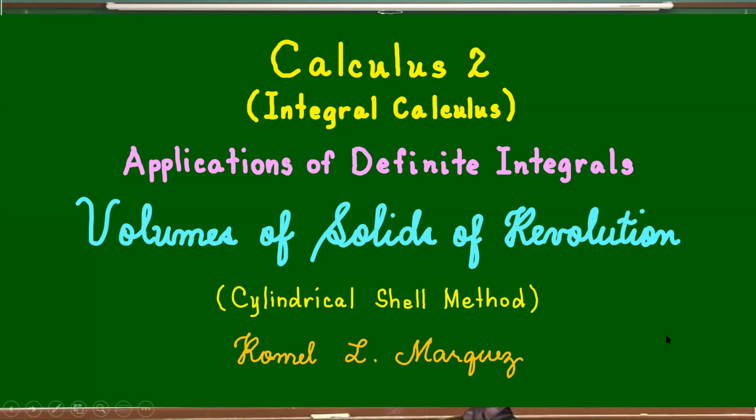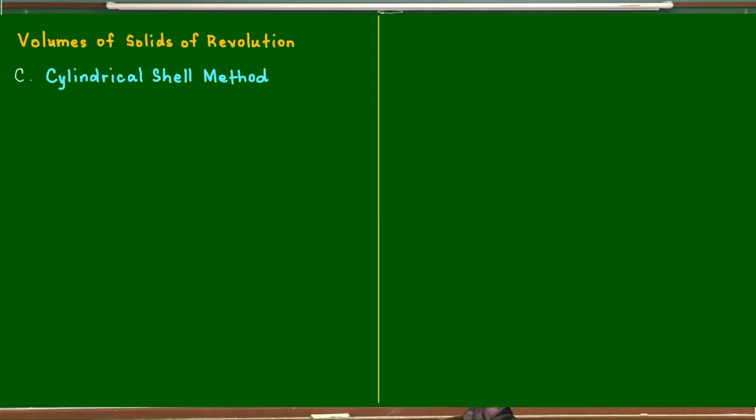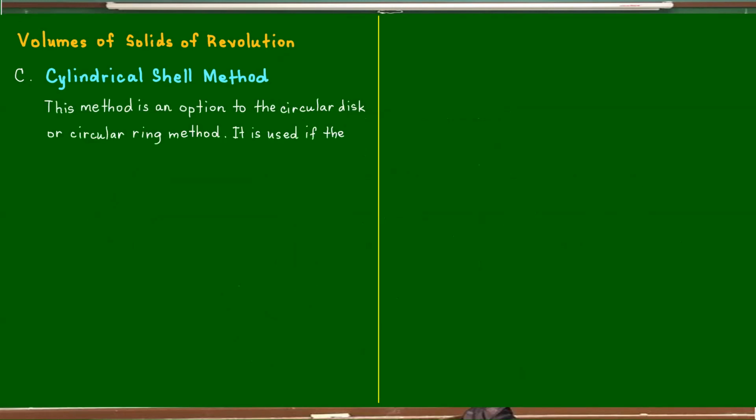Good day, guys. Today, I'm going to continue my last discussion on volumes of solids of revolution by integration, applying the cylindrical shell method. So, volumes of solids of revolution using the cylindrical shell method. This method is an option to the circular disk or circular ring method. It is used if the appropriate volume element is parallel to the axis of revolution.